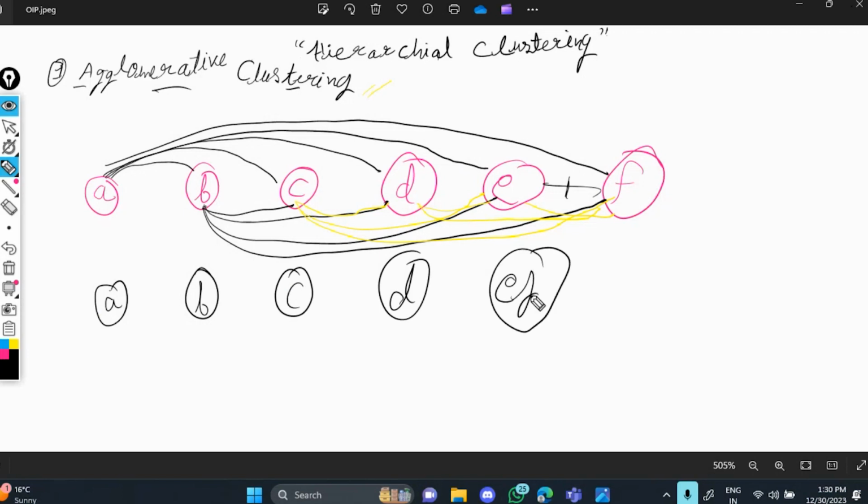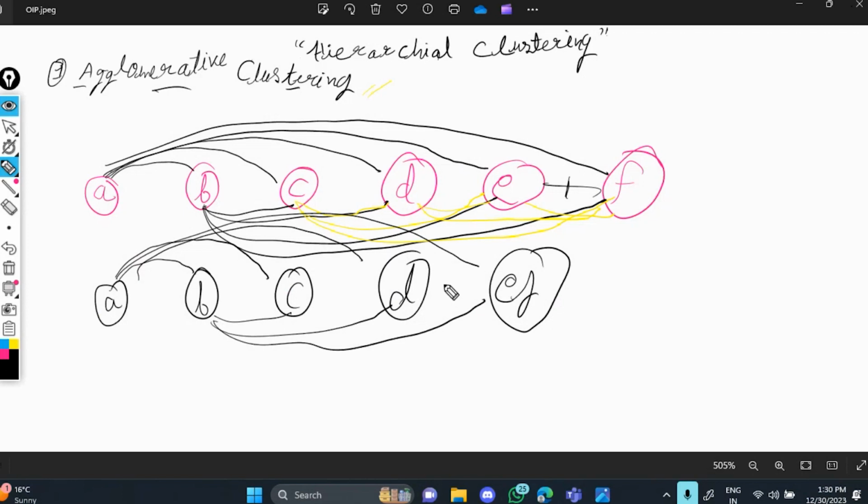This will become one. Now we have to again calculate the distance between A to B, A to C, A to D, A to EF, and so on, B to C, B to D, and so on. Now we have to check again what the distances between these records are. Which one is the shortest or the closest one? Then we also have to create a new record from that.